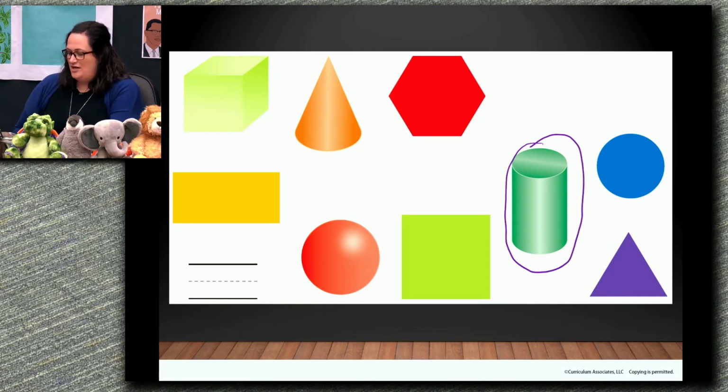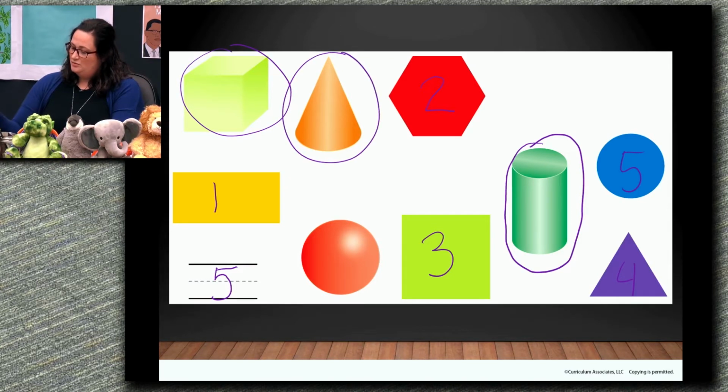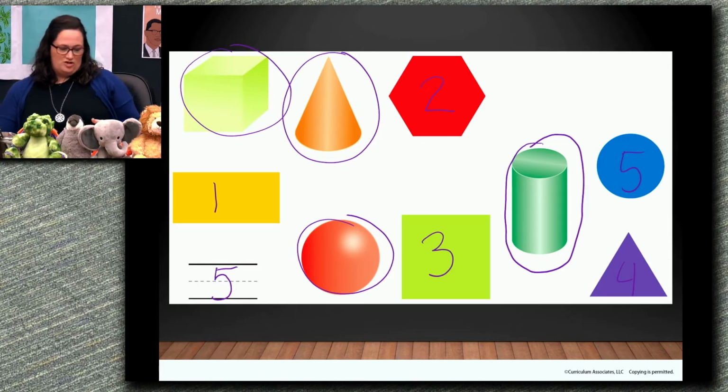Okay? So I want to know the flat shapes. How many flat shapes do you see? The ones where they just drew the outline of the shape. Yeah, I see a rectangle, a hexagon, a square, a triangle, and a circle. I see 5 flat shapes. How many solid shapes do we see? 1, 2, 3, 4. 4 solid shapes.